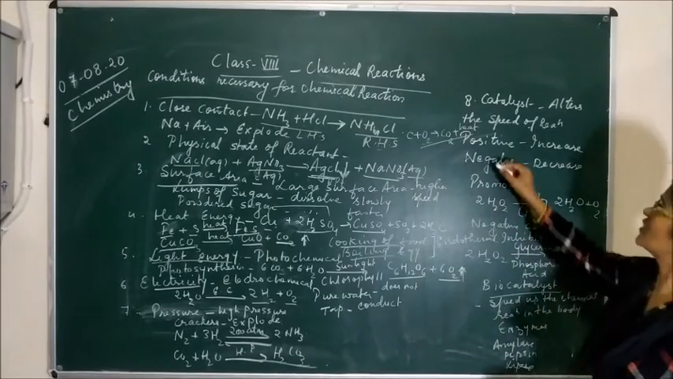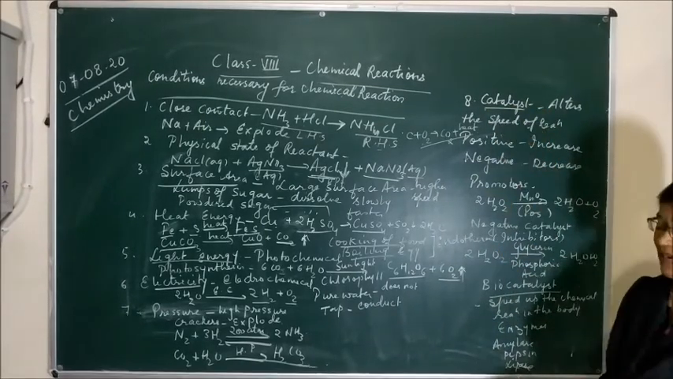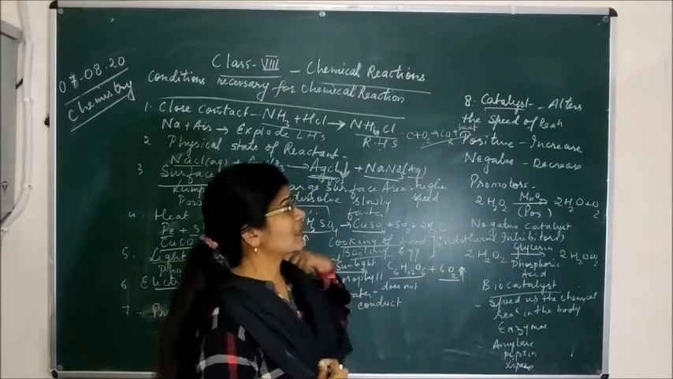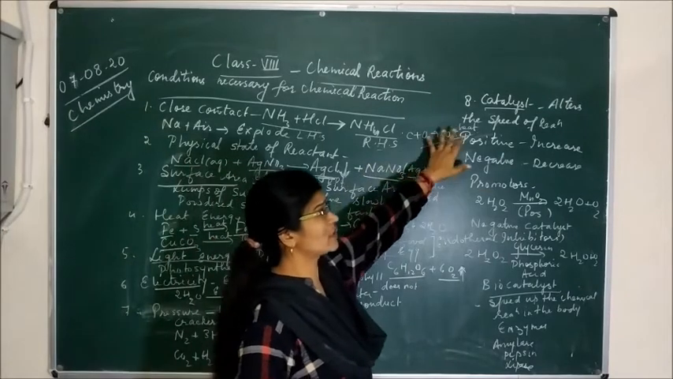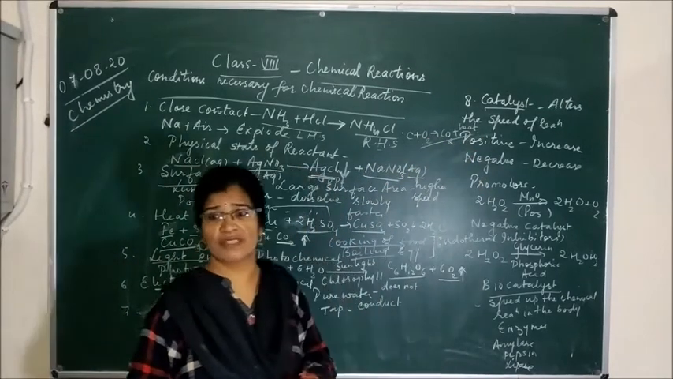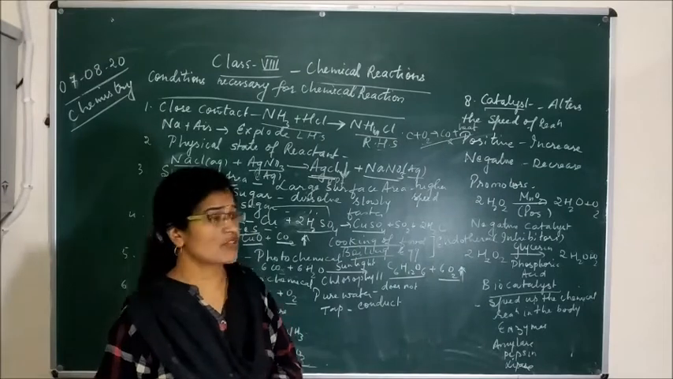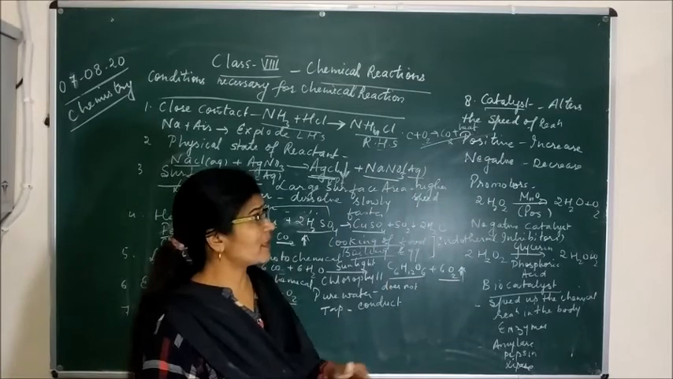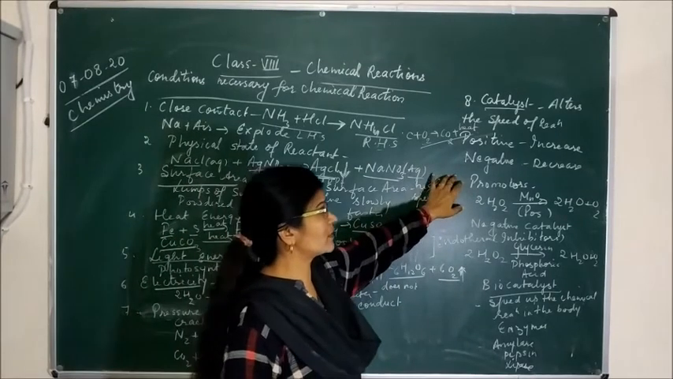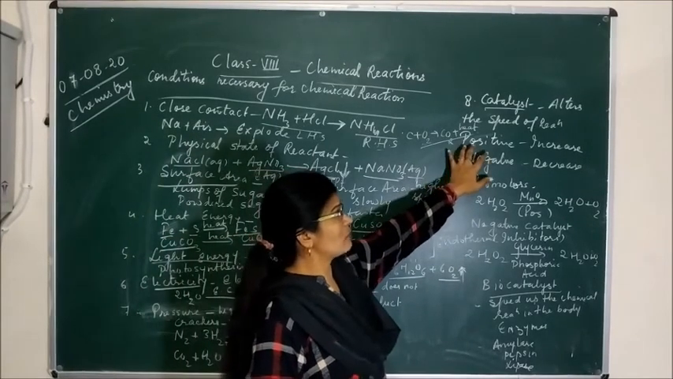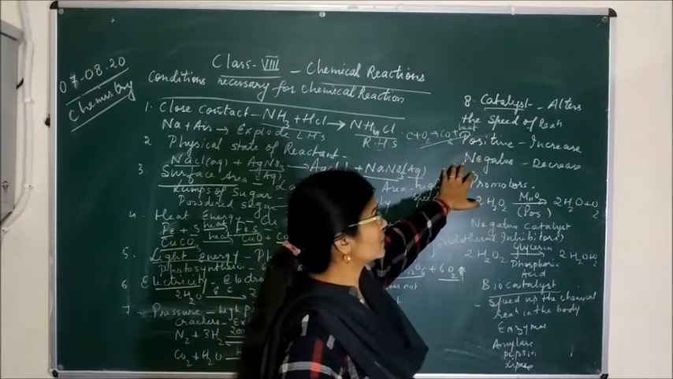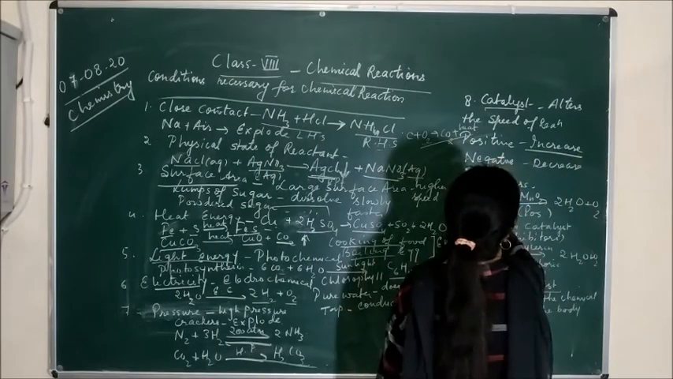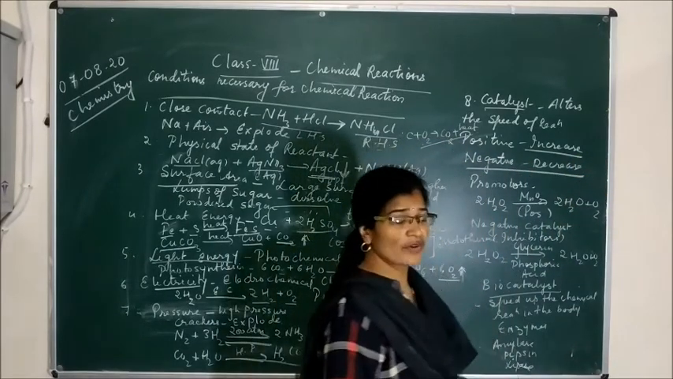Another condition required for a chemical reaction is the catalyst. Catalyst, you all know, is a chemical substance which alters the speed of reaction. Altering the speed of reaction means either increasing or decreasing the speed of reaction. According to whether they increase or decrease the speed, they are of two types: positive catalyst and negative catalyst. Positive catalyst always increases the speed of reaction and negative catalyst always decreases the speed of reaction.